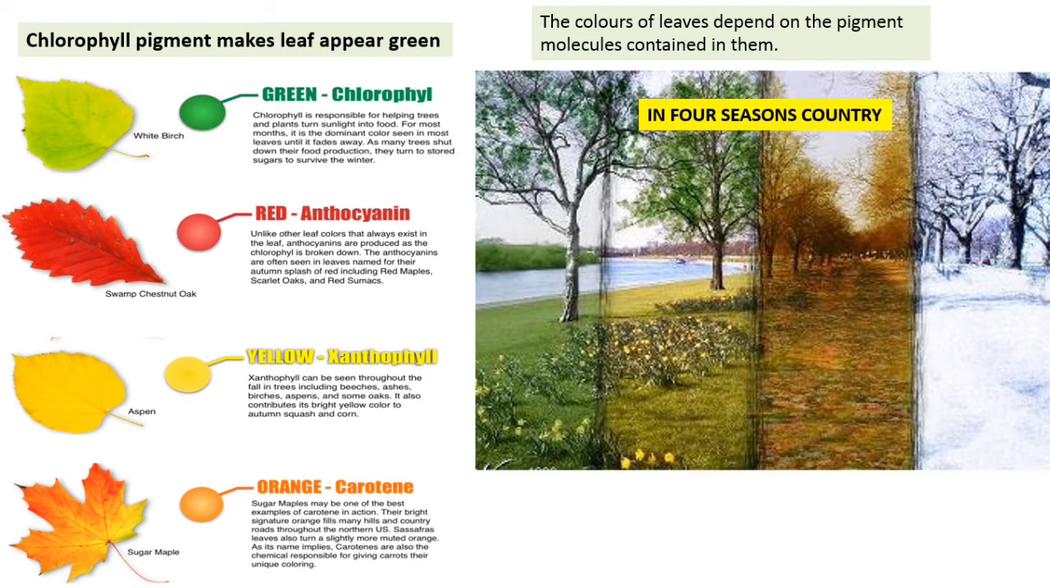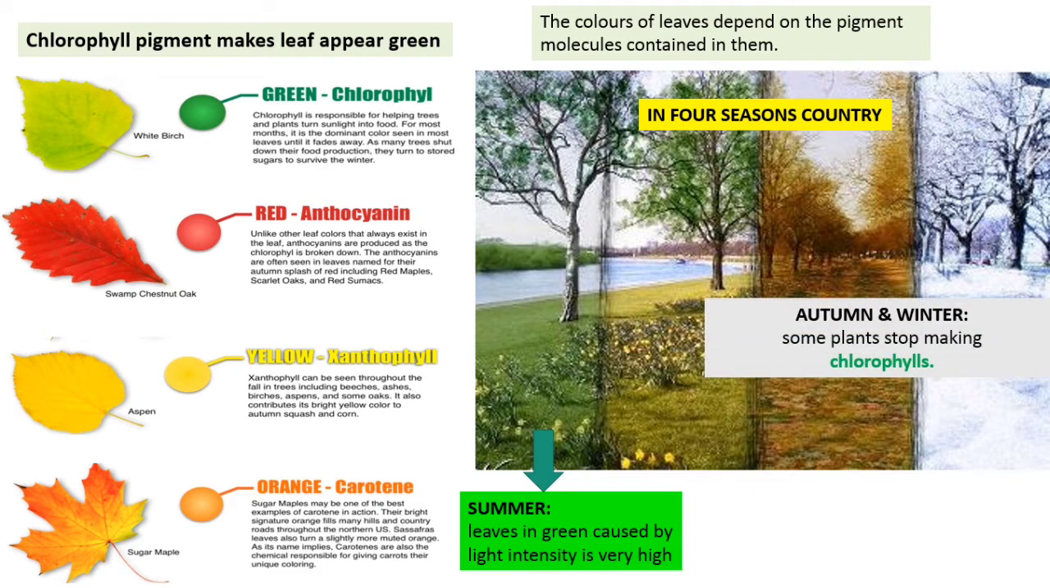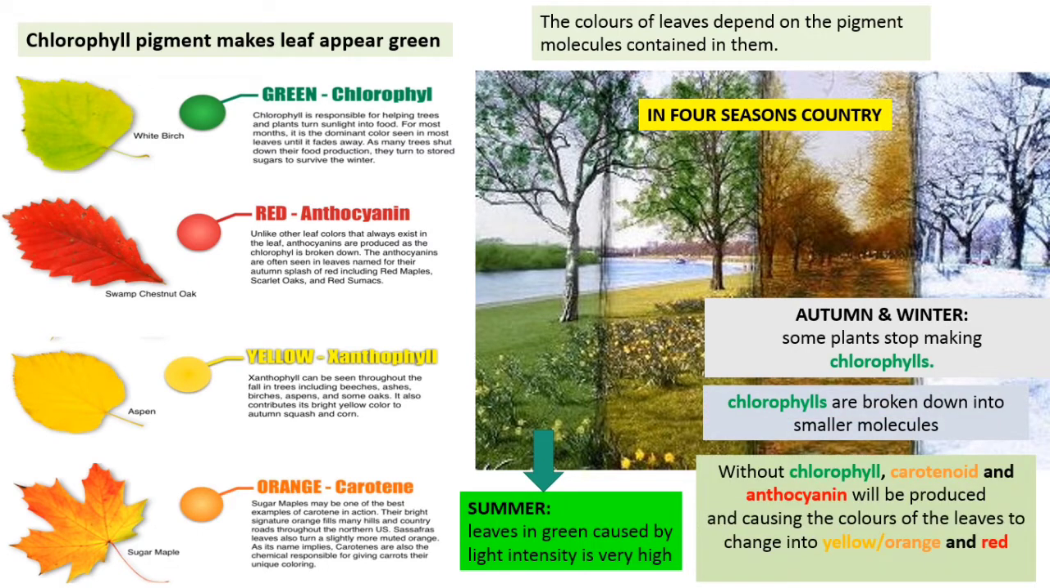In four-season countries, during summer, the leaf is green because light intensity is very high. But during autumn and winter, some plants stop making chlorophyll. Chlorophyll is broken down into smaller molecules. Without chlorophyll, carotenoid and anthocyanin will be produced and cause the color of the leaf to change into yellow or orange from carotenoid, and become red because it contains anthocyanin.